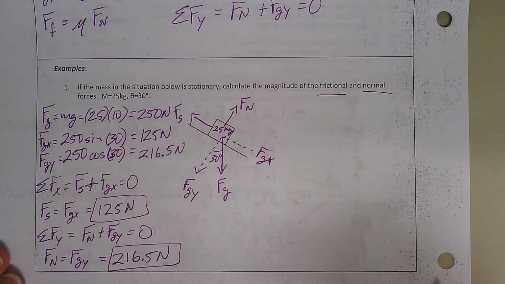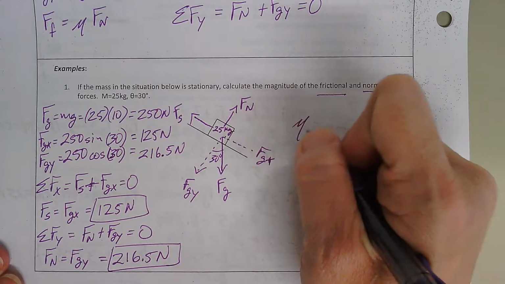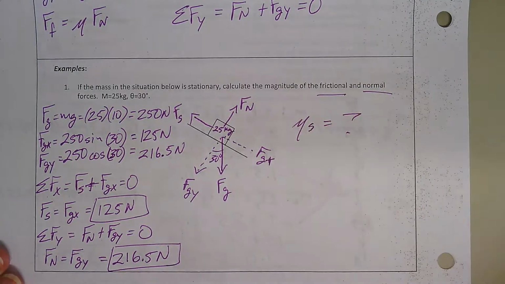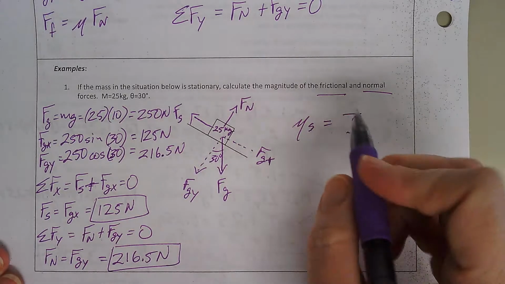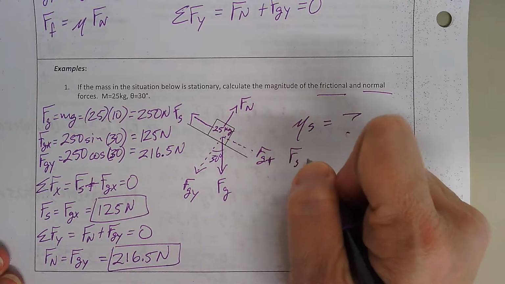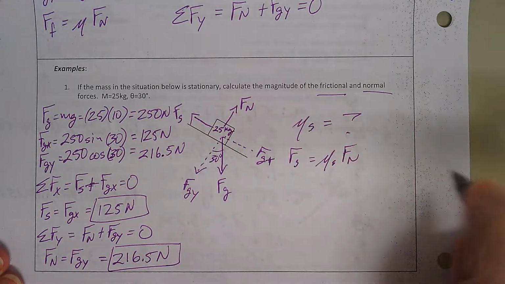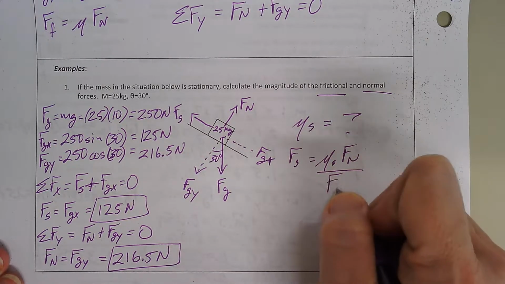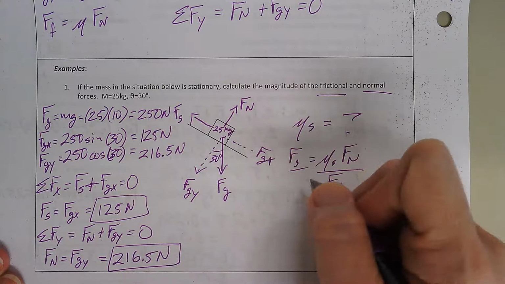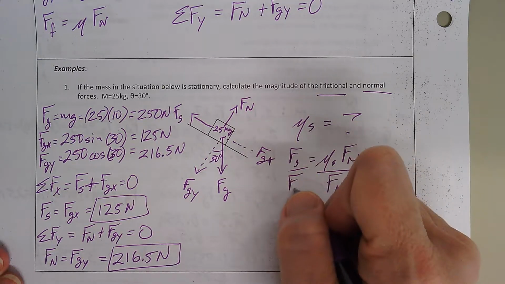Just for grins, we could find mu s. If I wanted that, I know that my Fs for static friction is equal to mu s times normal. So if I wanted my mu s, I would just divide both sides by my normal force.